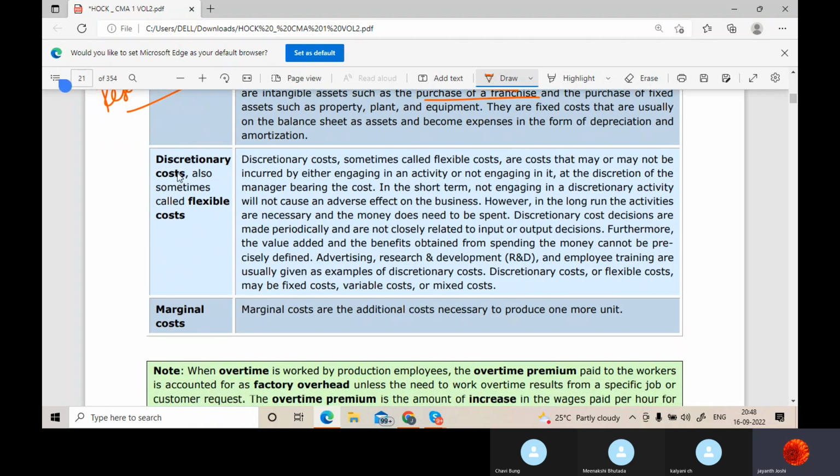Discretionary cost. That means it is like you want to do or you don't want to do. It depends upon you. You can do that. That means you can decide. You are flexible to do.